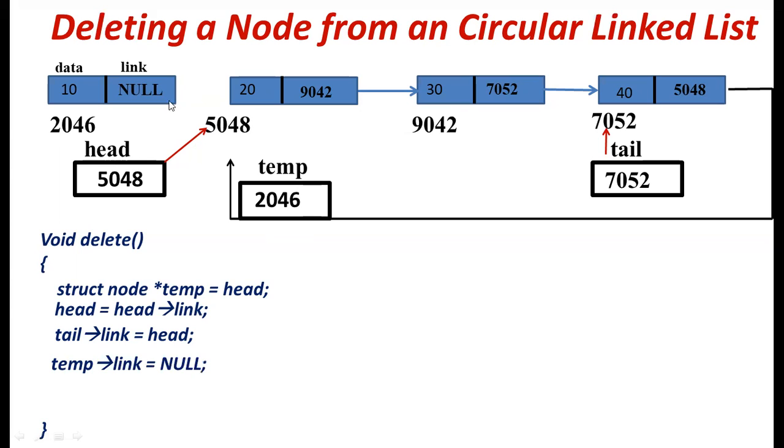So once it is null, the connection is gone. Now what we have to do, because we have created all these nodes in the circular linked list dynamically by using the alloc function, we can free the memory so that we can reallocate it for some other purpose. For that, we are freeing the memory by using free of temp. So that particular memory will get reallocated. Understood? It can be used for some other purpose. This is how we can delete a node from a circular linked list at the beginning.